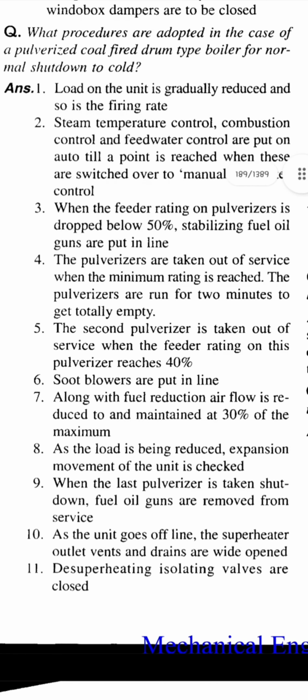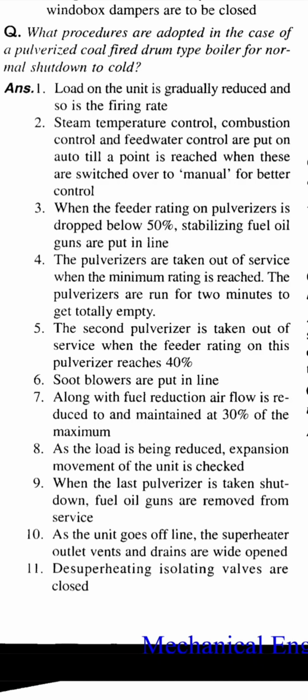When the feeder rating on pulverizer is dropped below 50%, stabilizing fuel oil guns are put in line. The pulverizers are taken out of service when the minimum rating is reached. The pulverizers are run for 2 minutes to get totally empty. The second pulverizer is taken out of service when the feeder rating on this pulverizer reaches 40%. Soot blowers are put in line.